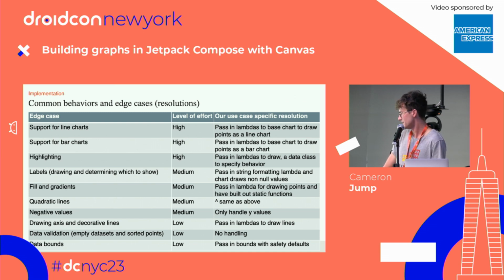For negative values, since we're a finance app, we never really deal with negative x values. Everything's time. So no handling for negative x values, but supporting positive and negative y values. For data validation, such as having empty data sets and sorting points, we're kind of putting the responsibility on the developer. That was just more a design decision. It didn't feel necessarily needed.